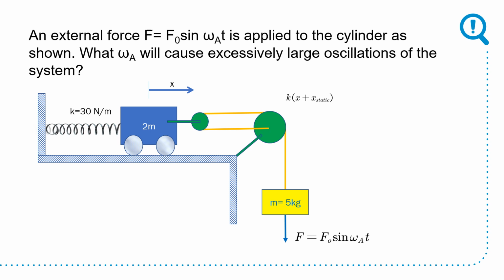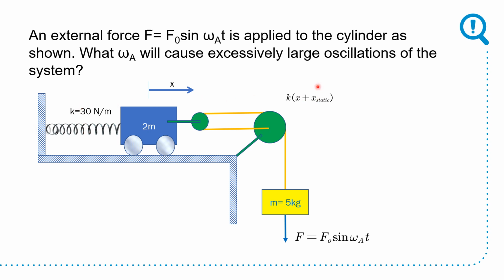What omega_a will cause excessively large oscillations of the system? So what's going to be the natural frequency of the system? I have here information. I have k equals 30 newtons per meter.